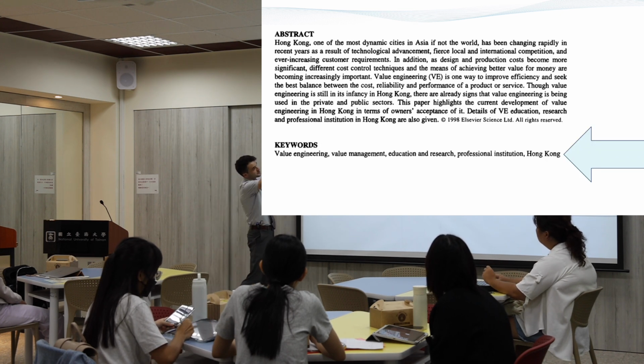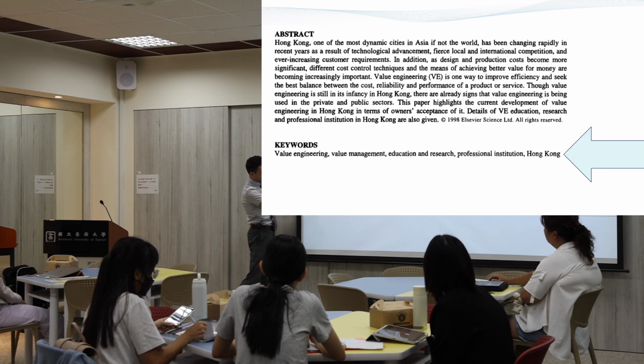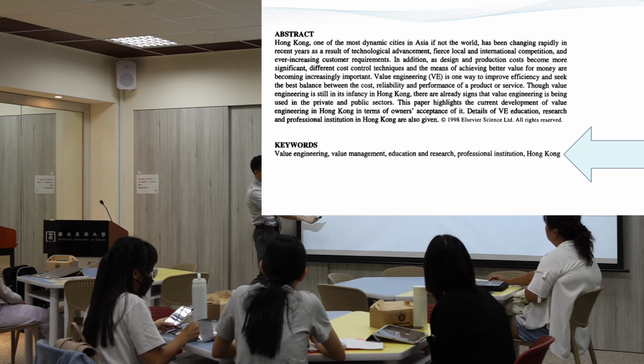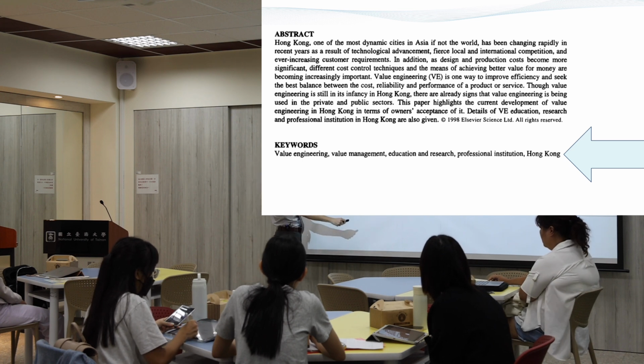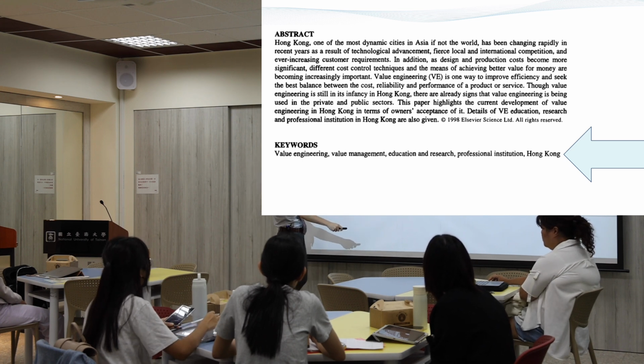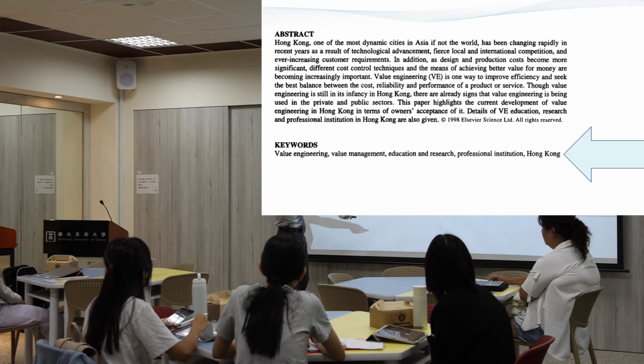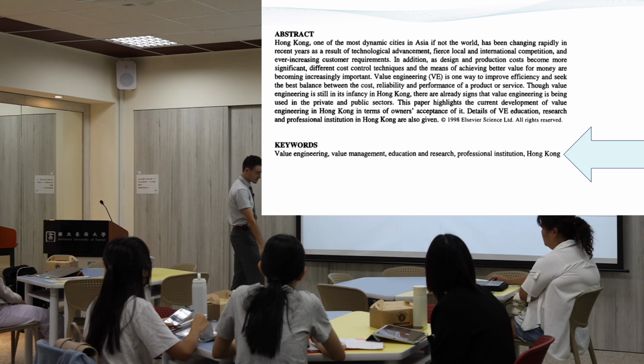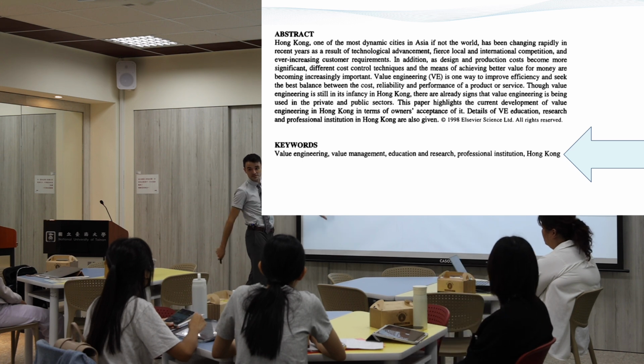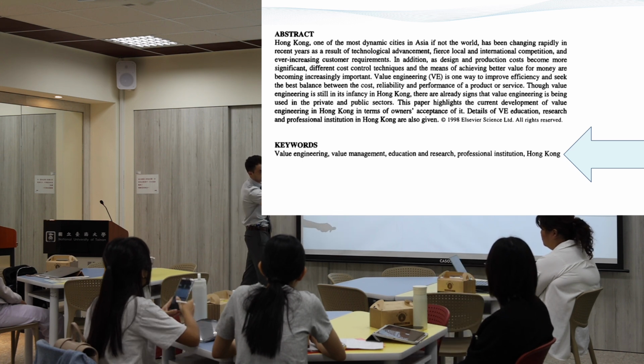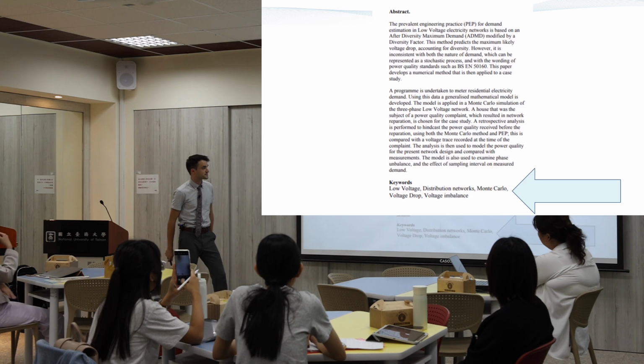We don't have to read the abstract, but here's the abstract, and then often you see at the bottom keywords: value engineering, value management, education and research, professional institution, Hong Kong. So Hong Kong is super vague, right? Professional institution, a little less vague. Value engineering, value management, much more specific. So you can see this has a wide range.